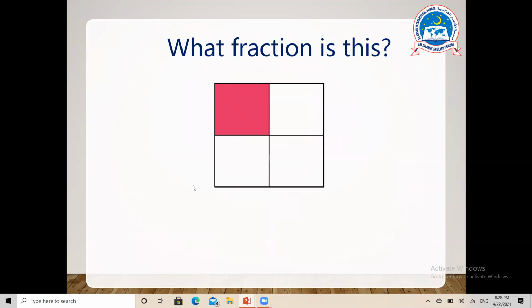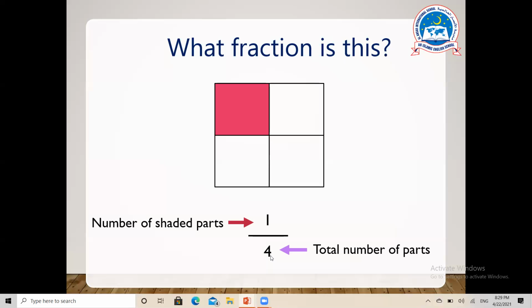Look at the picture here. What fraction is this? How many parts I have in total? 1, 2, 3, 4. 4. And how many shaded? How many colored parts? 1. So what fraction is this? Quarter. Excellent. Quarter. We write it as 1 and you put down 4. 1 represents the number of shaded parts and 4 represents the total number of parts.